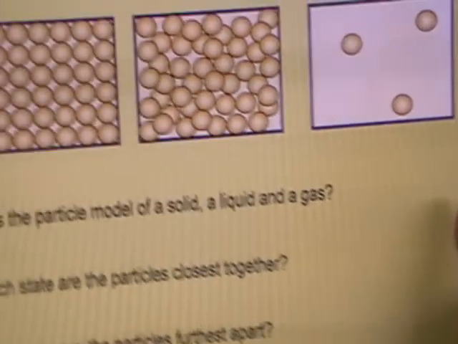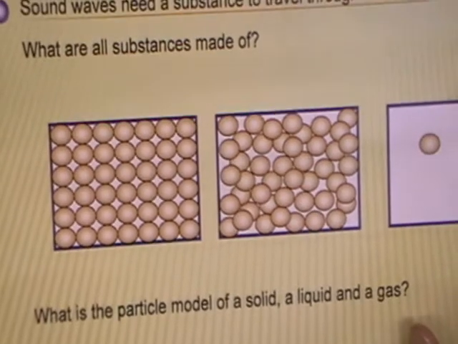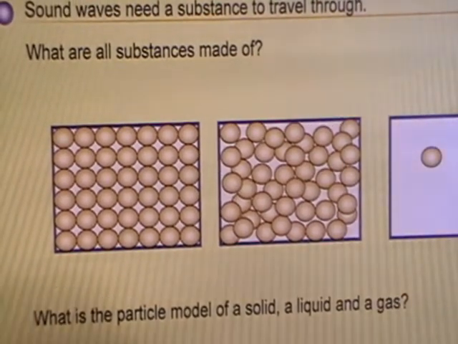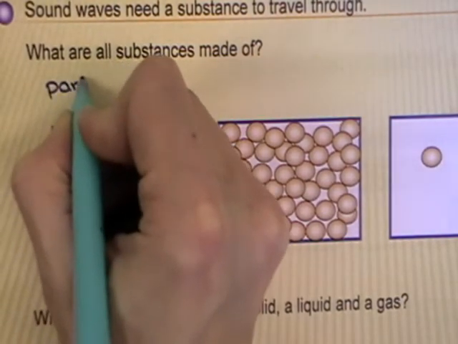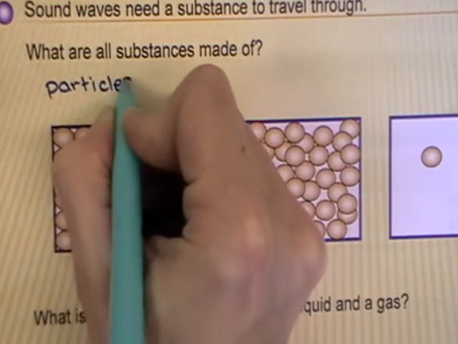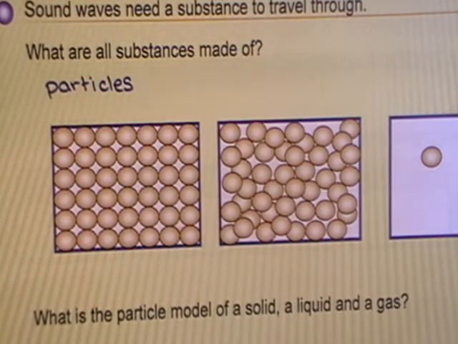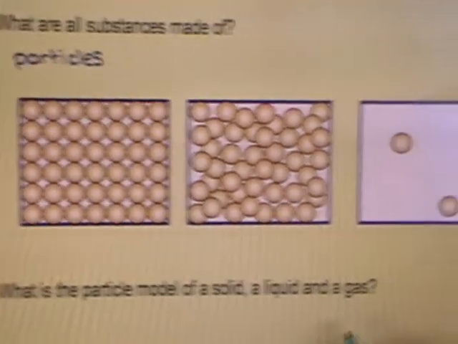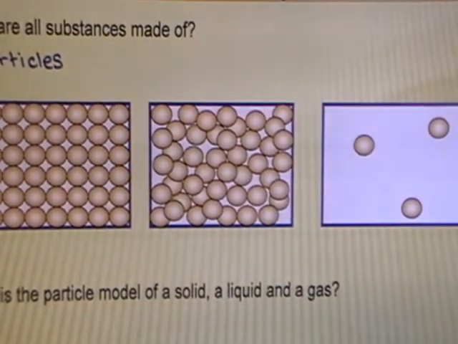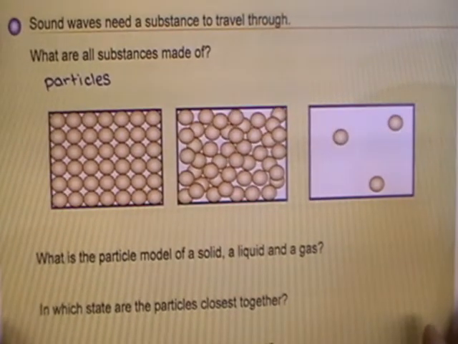So sound waves need a substance to travel through. What are all substances made of? And the answer is particles. And we know those particles are atoms and molecules. Which is a particle model of a solid, a liquid and a gas. So you can see the three, if I scan out a wee bit, you can see the three pictures there.